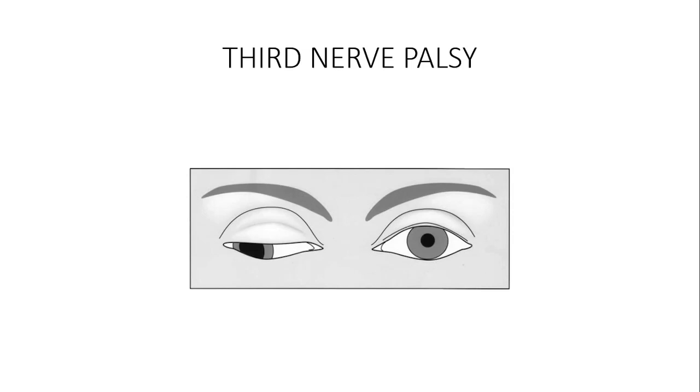Once they are compressed, the constrictor pupillary muscle cannot constrict. In that case, its antagonist, the dilator pupillary muscle, takes over and the pupil becomes what? Dilated. That is as simple as that.